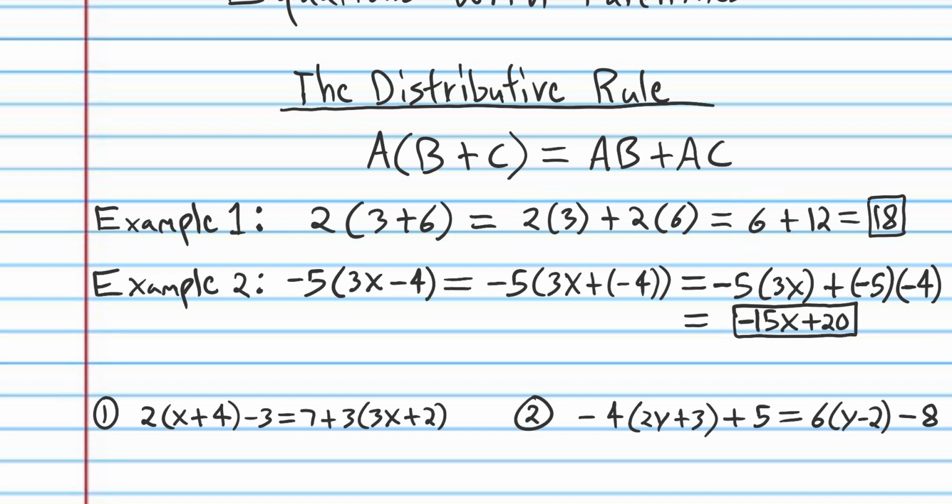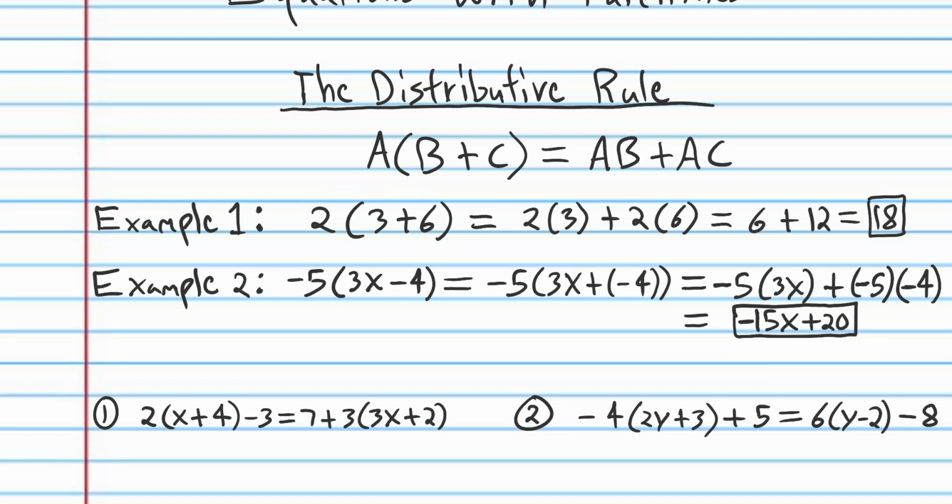Now it's important to understand that if we use PEMDAS, we can go ahead and add these numbers up and then multiply by 2. So 3 plus 6 is 9, and then 9 times 2 is 18. So we can do it that way too. But if we use the distributive rule, that works also. 2 times 3 is 6. 2 times 6 is 12, and then 6 plus 12 is 18. You get the same number.